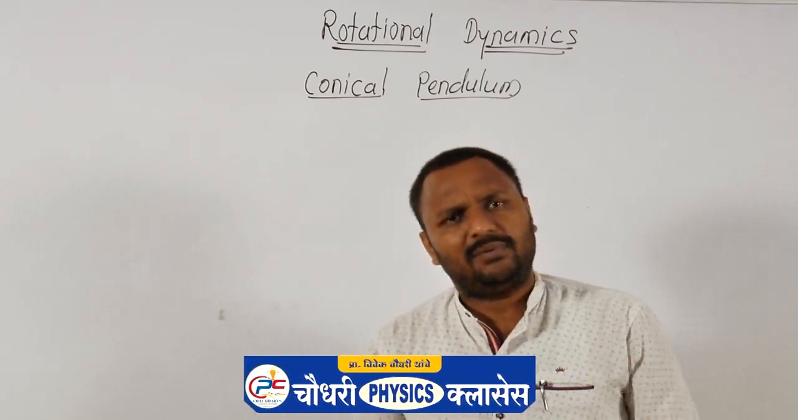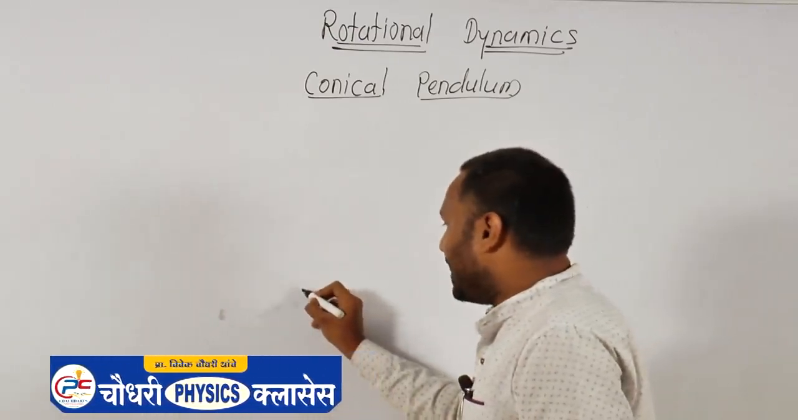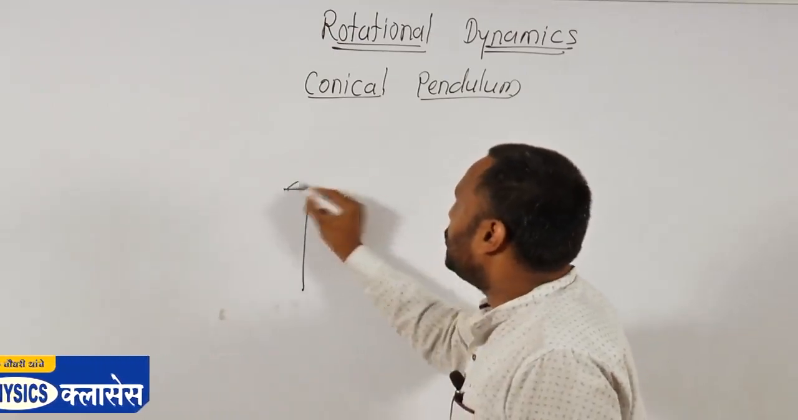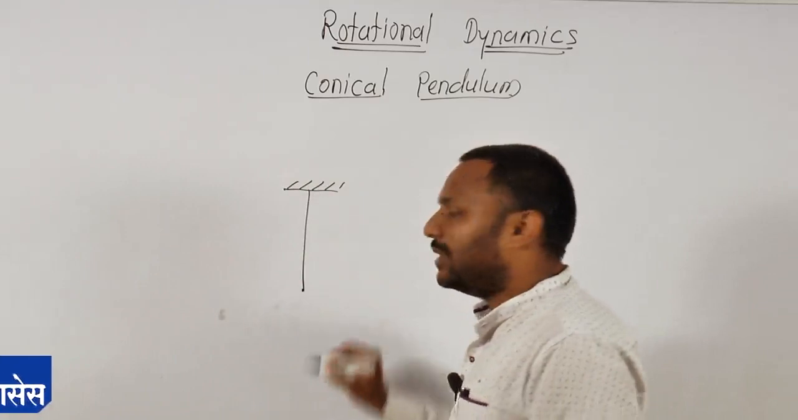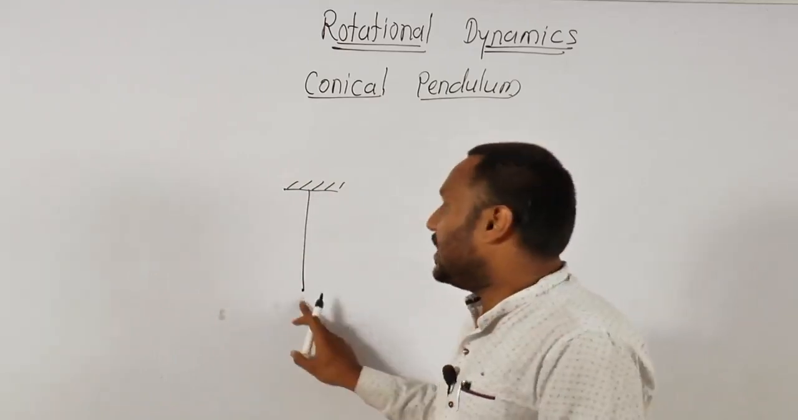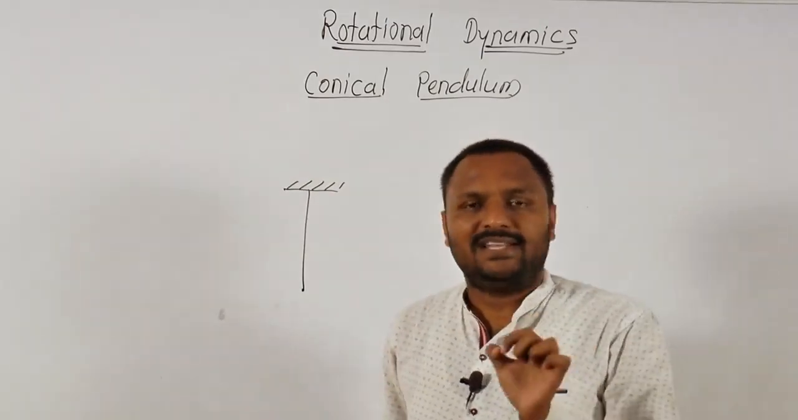What is a simple pendulum? This is one heavy particle tied to a fixed support by using an inextensible, massless and twistless string. Then this is called an ideal simple pendulum.